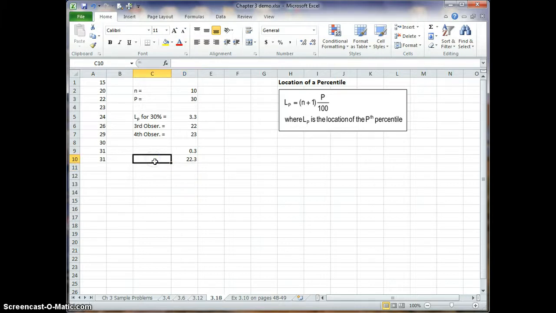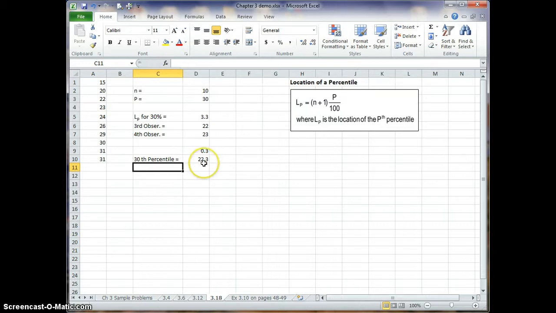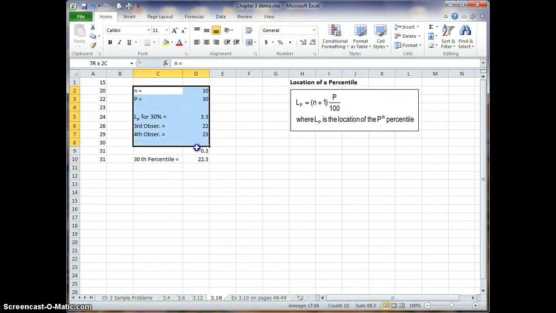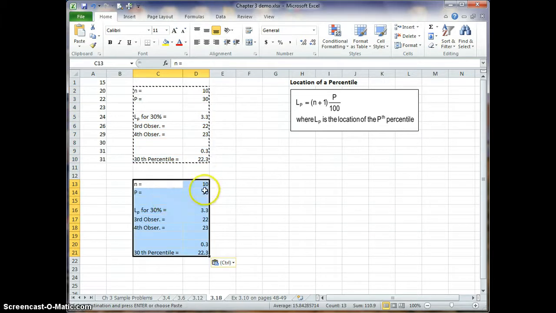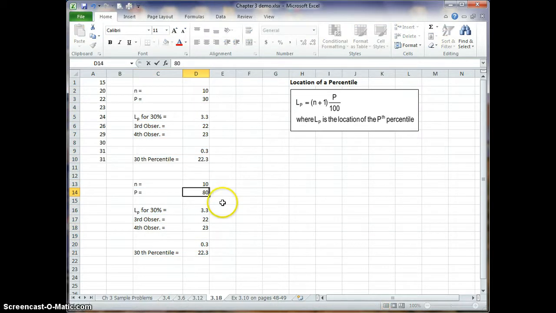So in this case the 30th percentile is equal to 22.3. Now I could make this a little easier. I'm just going to copy this and put it down here, and now I'm going to make a few changes. So instead of the 30th, I'm going to make it the 80th. And so I'm just going to go ahead and format those changes.